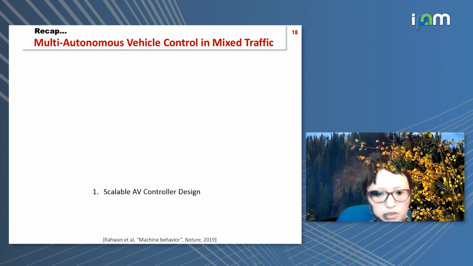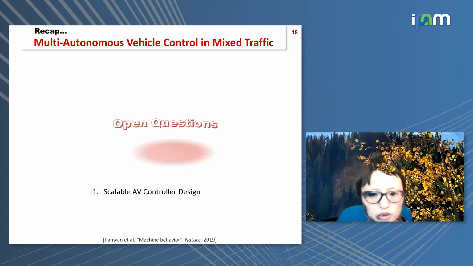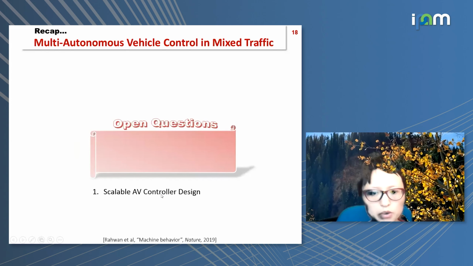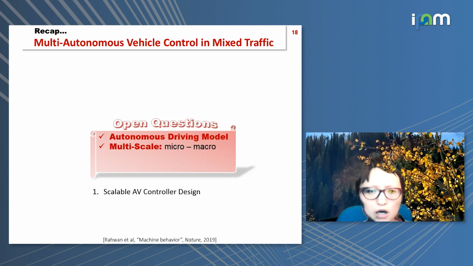So I will skip the summary, but I want to raise some open questions when we develop this scalable AV controller. One is the autonomous driving model. What model do we want to use? Here we use a new model based on mean-field game control, but there are many existing physics-based models and also machine learning-based models. Which one should we pick? And then how can we bridge the multi-scale from micro to macroscopic? If we model microscopic interaction between AV and HV, how can we scale it up to the macroscopic level?